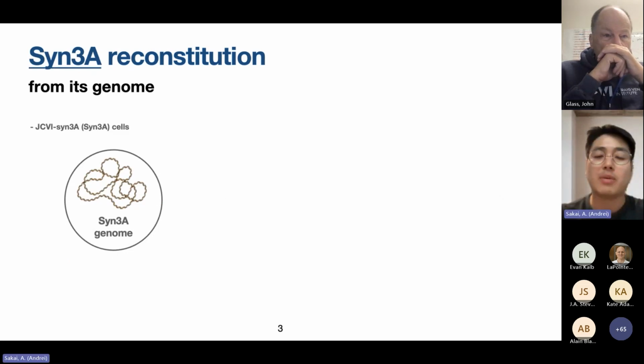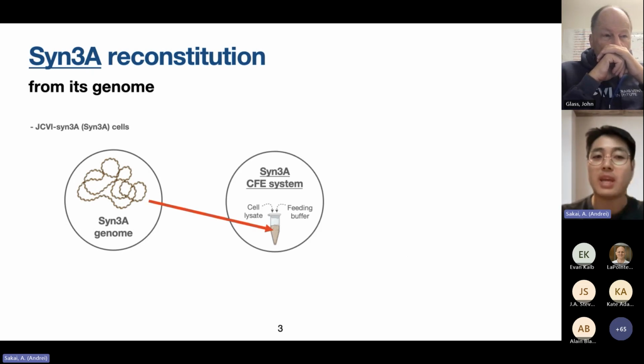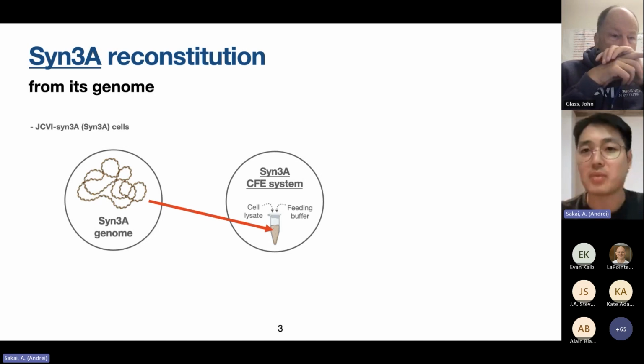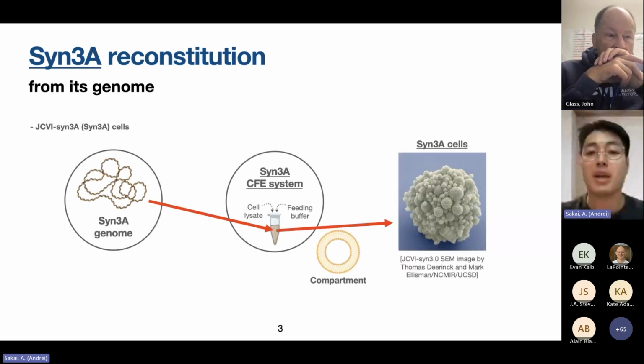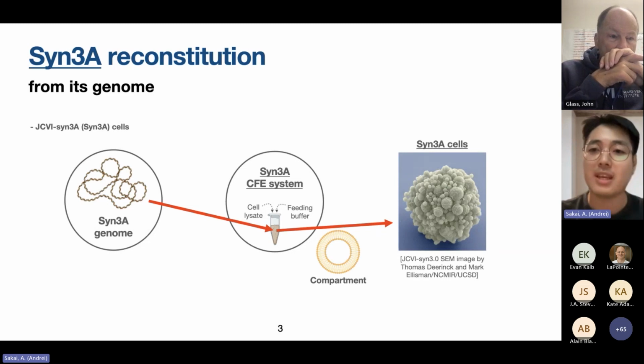So our idea is to isolate syn3A genomes from living cells. Then we add those isolated genomes into syn3A cell-free expression systems. We have to encapsulate those into lipid-bound compartments, in order to recreate a synthetic syn3A cell.